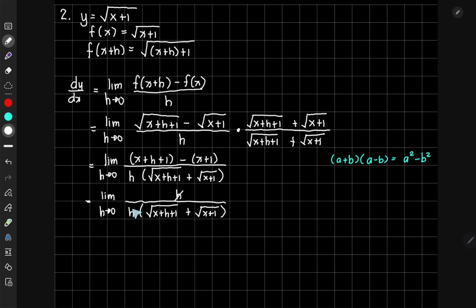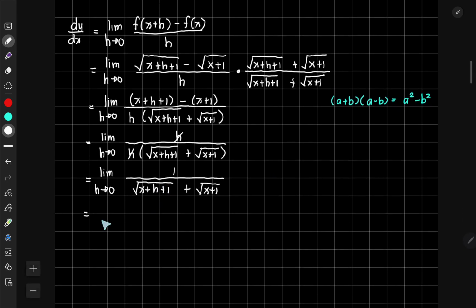So, the h and h will cancel out. So, this will be the limit. The denominator is the square root of x plus h plus 1, plus the square root of x plus 1, as h approaches 0. Substituting 0 for all the h, this will become 0. So what remains is the square root of x plus 1, plus the square root of x plus 1.